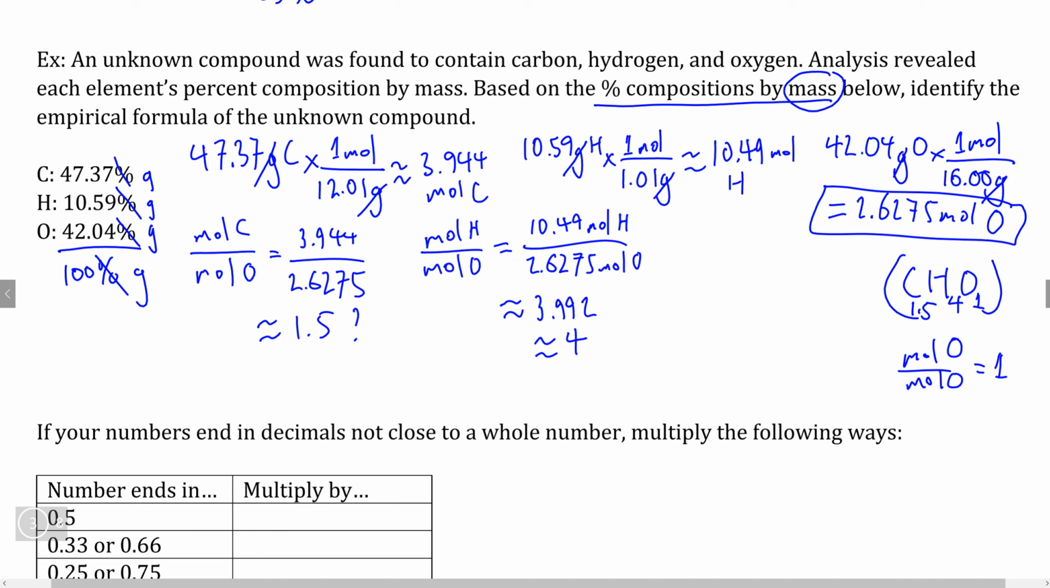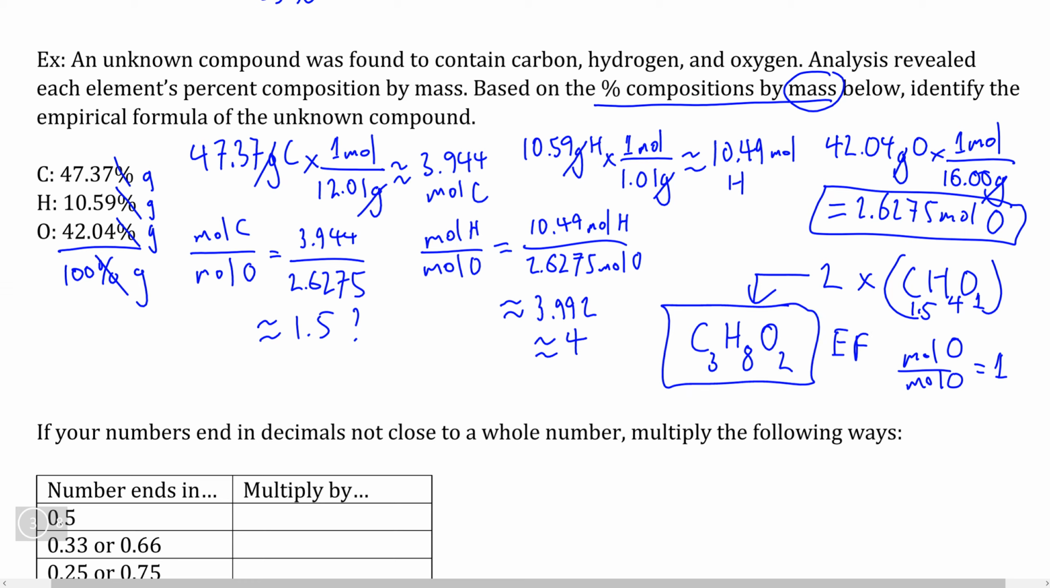Well, if we take the whole empirical formula and multiply it by 2, we know that 1.5 times 2 is 3. We know that 2 times 4 is 8. And we know that 1 times 2 is 2. And we know that we still have an empirical formula here because 2, 3, and 8 do not have a common factor other than 1. All of these numbers are whole, which means that the number of atoms makes sense, and we haven't changed the ratio of carbon to hydrogen to oxygen that we found in our calculations.